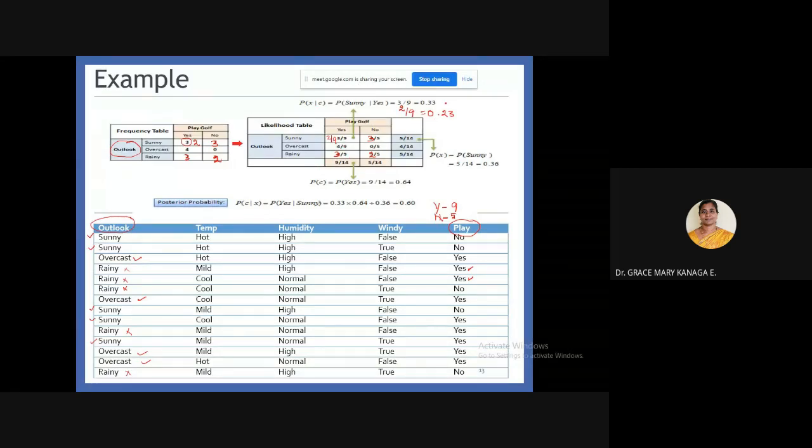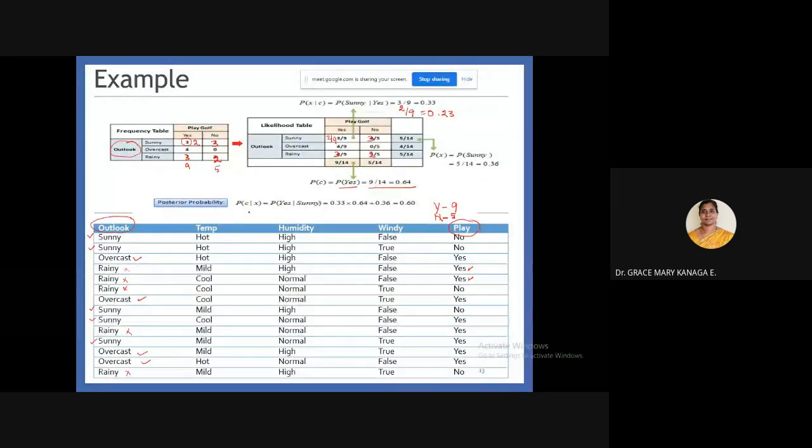Here this is the conditional probability, but if you calculate the probability of sunny alone, total 5 sunny out of 14. So that is 5 by 14, that is equal to 0.36. And how many yes is there totally? 2 plus 4, 6 plus 3, 9. So the probability of yes is 9 by 14, that is equal to 0.64. Got it? Totally 9 yes and 5 no's.